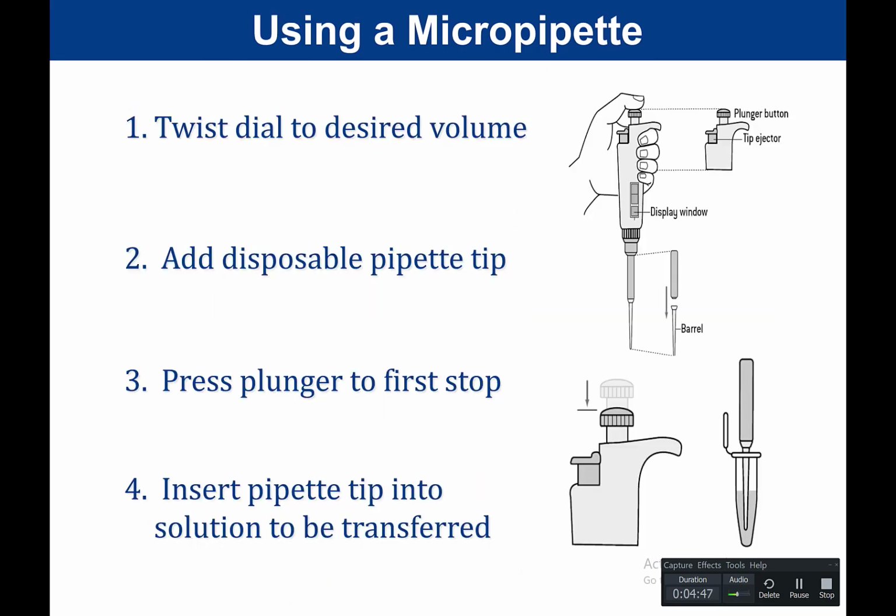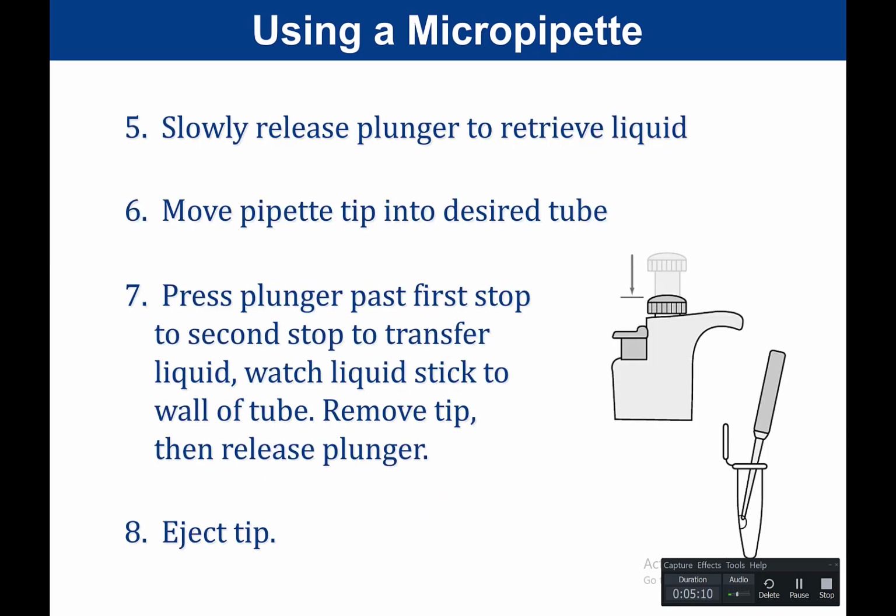You should understand the general idea of how to use a micropipette. So you need to twist the dial to the desired volume, add a tip, push the plunger down to the first position, then put it into the liquid. Slowly release your thumb to draw the liquid into the pipette. Move your pipette tip into the desired location, so if it's a tube or whatnot. And then when you go to get the liquid out, push to the first stop, then the second. Take the tip out of the liquid, and then release the thumb. And then you can eject the tip.